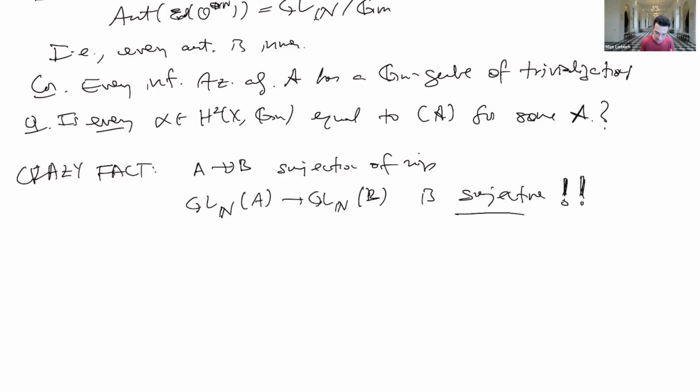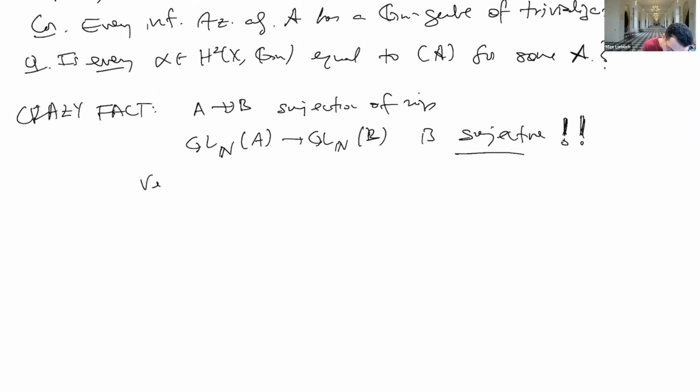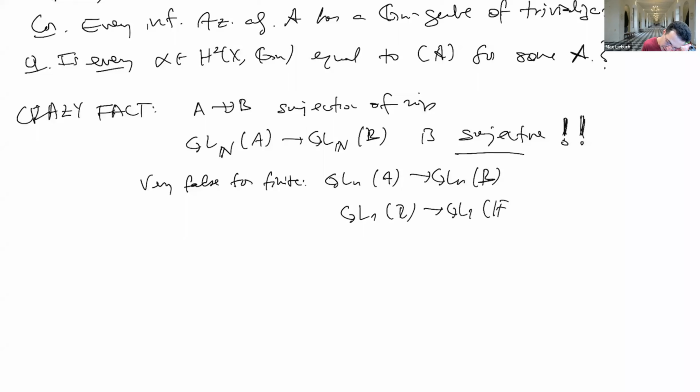Okay, the reason that I put two exclamation marks there is this is very false. Very false for finite, you know, for GL_n of A mapping to GL_n of B, for example, GL_1 of Z mapping to GL_1 of F_p, that is very not surjective. But if you do GL infinity of Z mapping to GL infinity of F_p, it is surjective. And it's that asymmetry in the infinite matrices that gives you a huge amount of leeway that you don't have for these finite groups to do all kinds of crazy things.